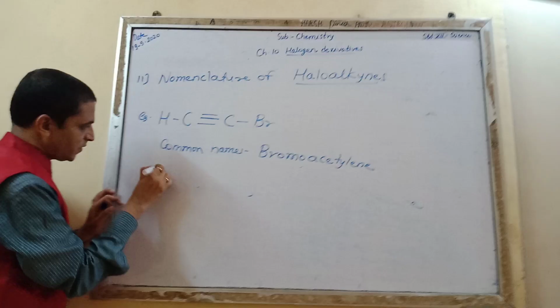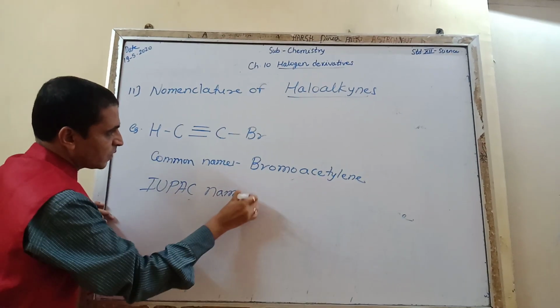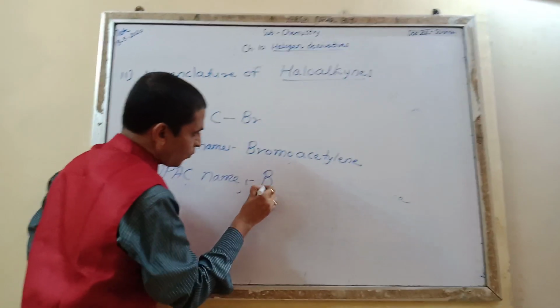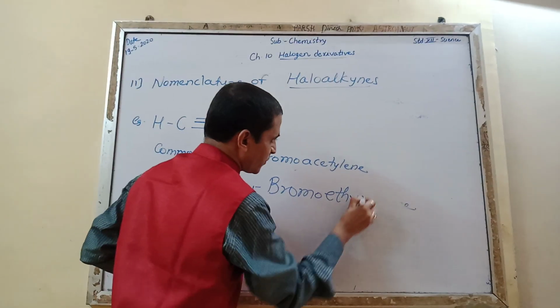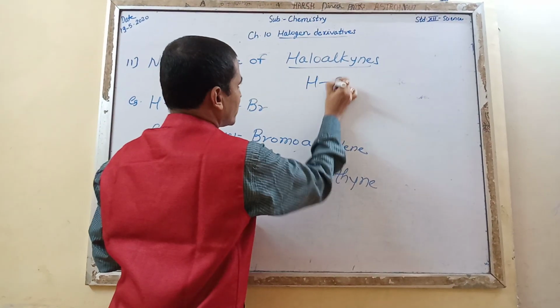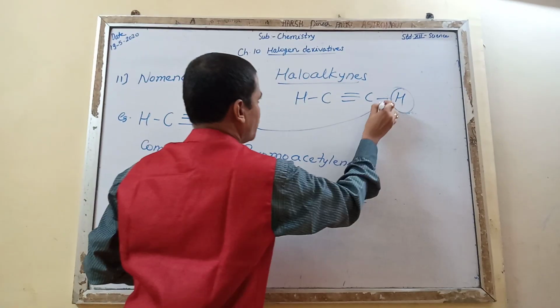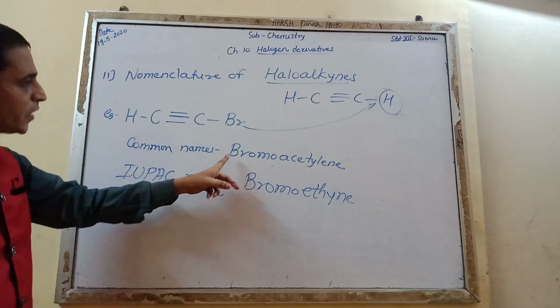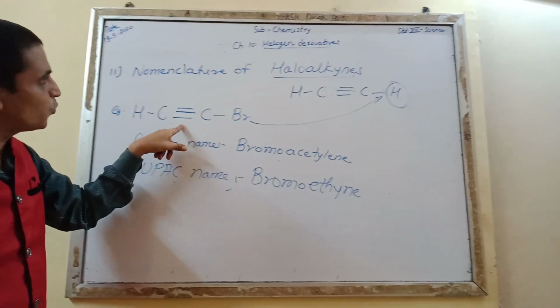and IUPAC name is written as bromoethyne, because two carbon atoms are there. What happened here? See, you know the acetylene, CH triple bond CH. See, H is replaced by what? Br. Therefore, its name can be written as what? Bromoacetylene, and IUPAC name can be written as what? Bromoethyne.